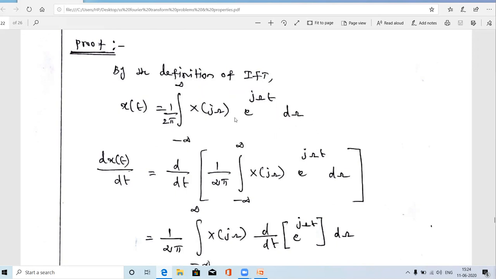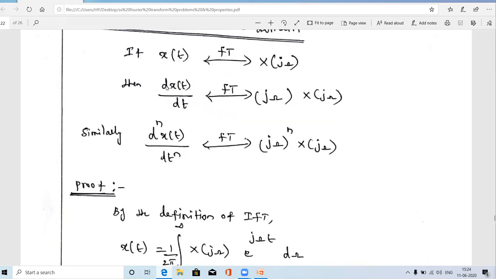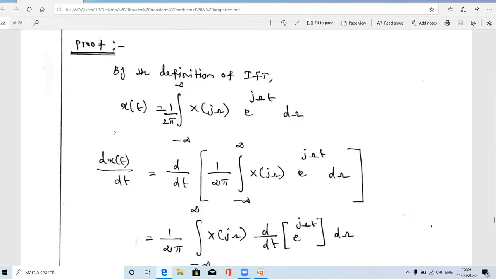Our aim is to prove the Fourier transform of the differentiation of x of t. So in the above equation we take differentiation on both sides. The differentiation of x of t can be written as dx of t divided by dt equal to d by dt of the entire expression.